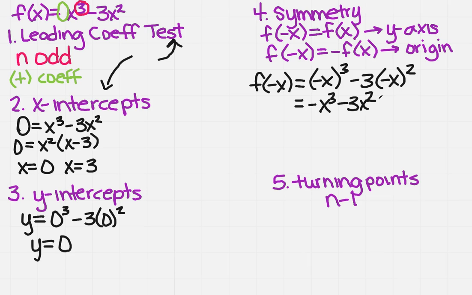Now is that f of x? Right off the bat it's not, because I have a minus out in front. Now I need to know if it's the opposite. Well, if I factor out a negative, I end up with negative x cubed plus 3x squared, so that's still not the opposite of f of x. That tells me that there is no symmetry.